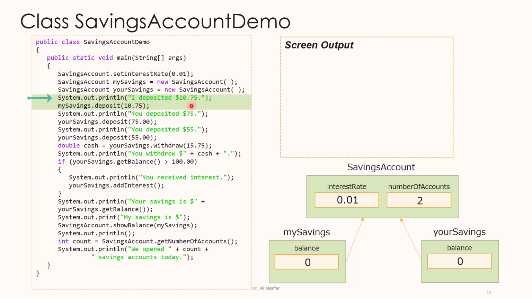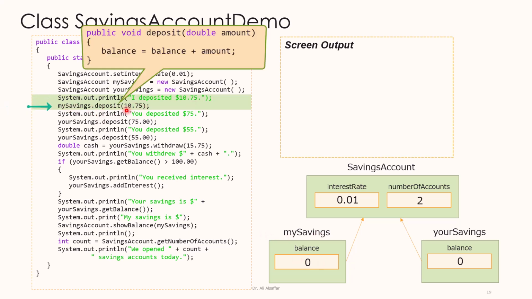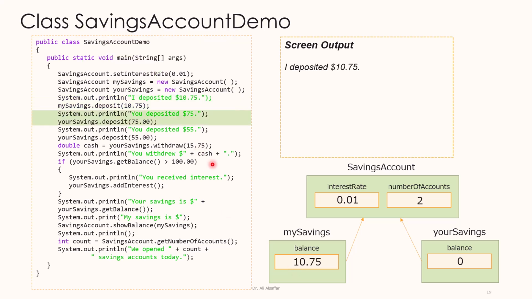I deposited $10.75, and also in my savings we are going to deposit 10.75. Here when we use the word I, then we are referencing my savings, and when we mention you, then we are referring to your savings. After these two statements are executed, a message I deposited $10.75 will be displayed on the screen. At the same time, 10.75 will be added to balance, and balance will change into 10.75.